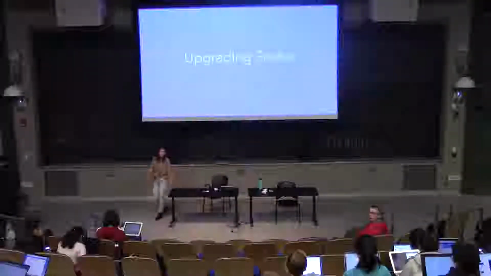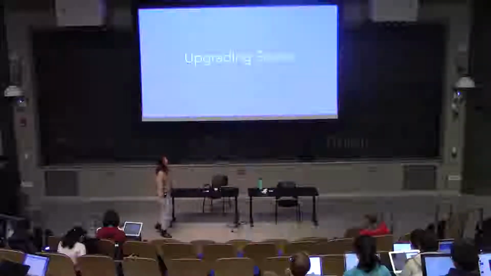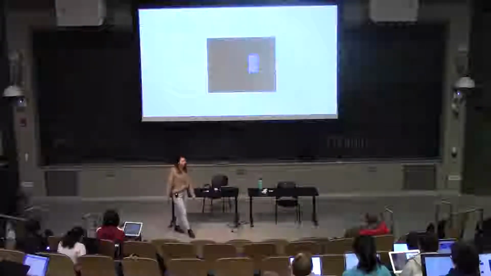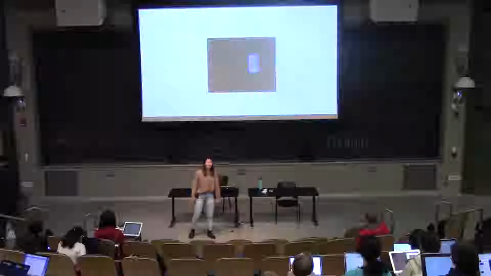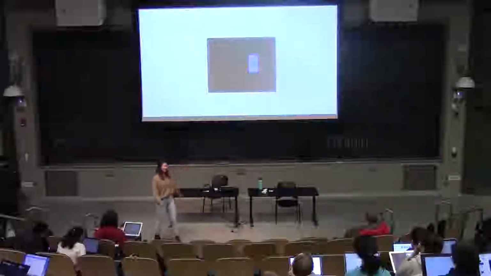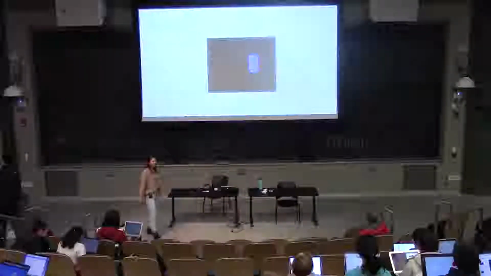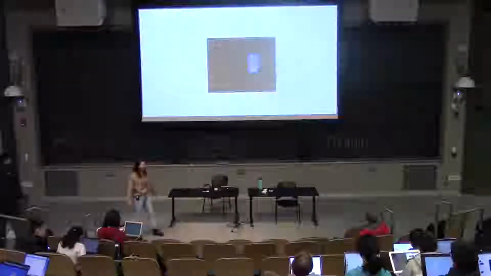Okay, cool. Hi guys, so today we're gonna learn how to upgrade state. If you remember, yesterday we made a 4x4 grid, and we did that by copy-pasting chunks, cell components, and row components. So we don't wanna do that today.